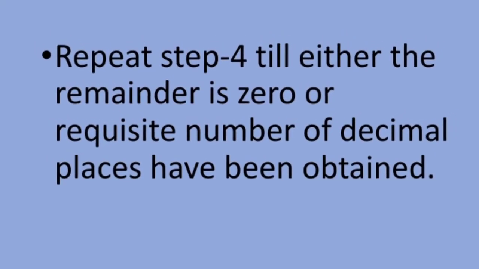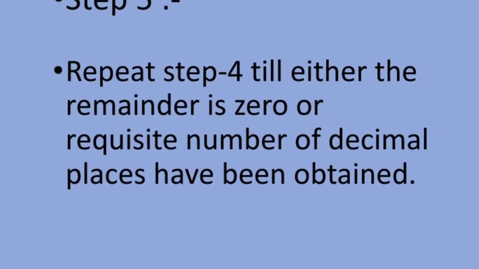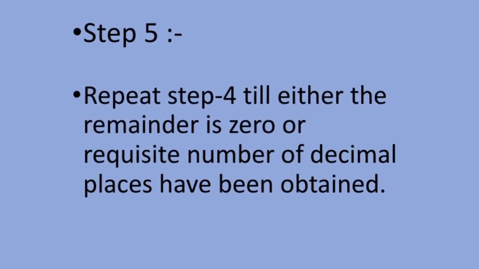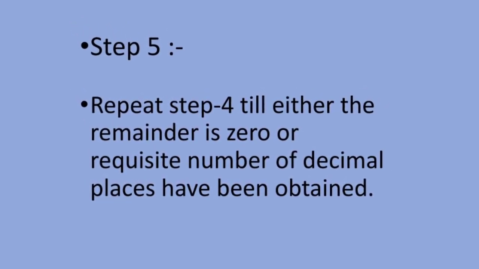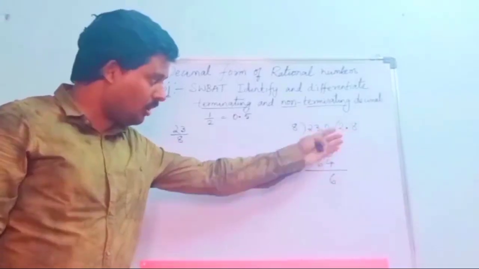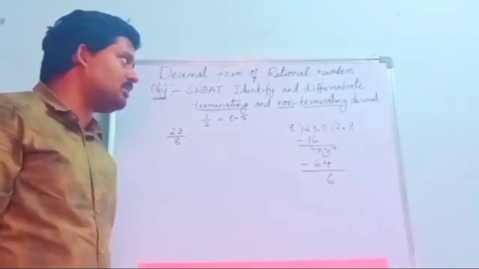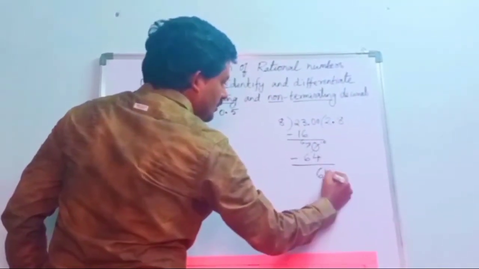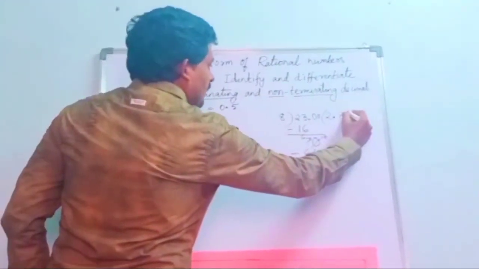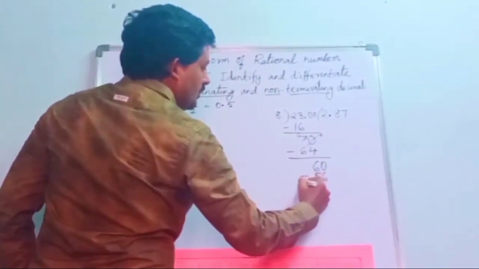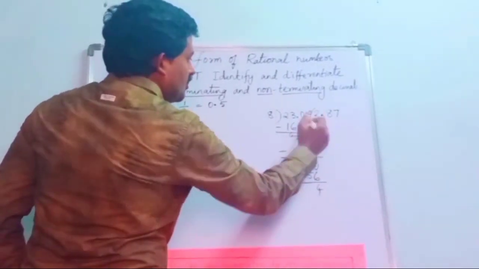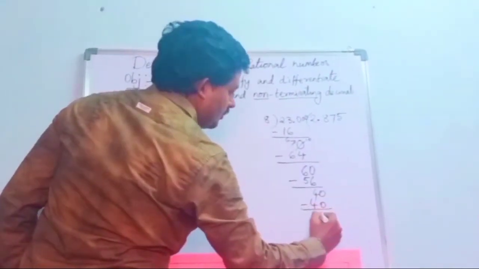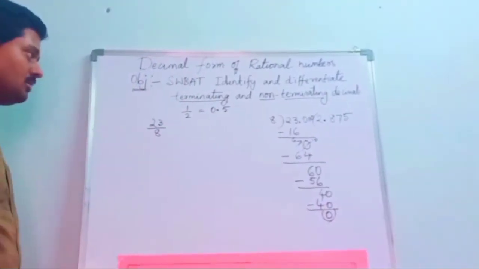What is step 5? Step 5 says repeat step 4 till either the remainder is 0 or the requisite number of decimal places have been obtained. So we will try to divide this till our decimal number ends, or we have the required number of decimal places. So we'll continue the process. We have kept a 0 here, 0 here. 8 7s is 56. Do subtraction, you will get 4. One more 0 here. 8 5s, 40. Now if you do subtraction, you will get the remainder as 0.